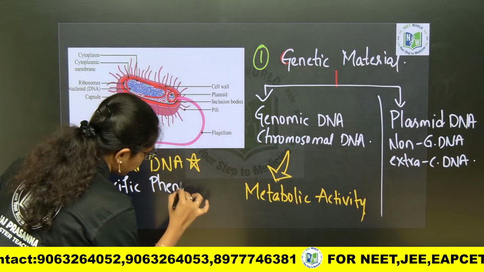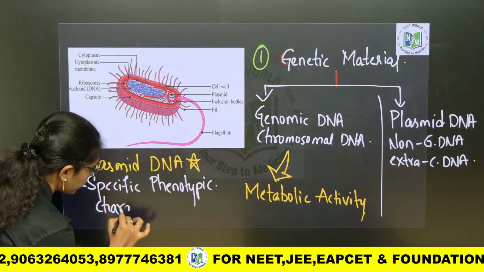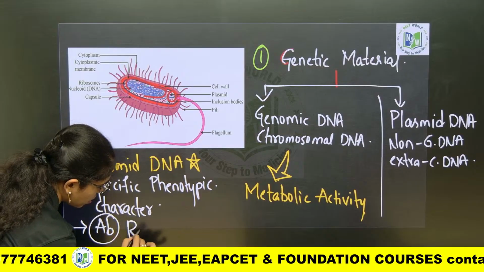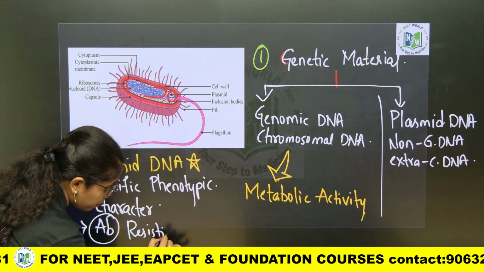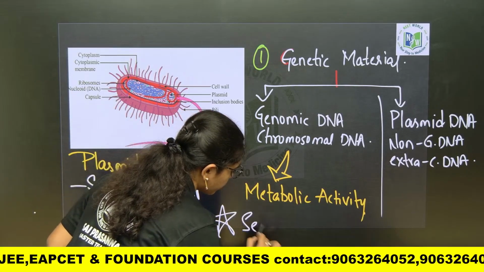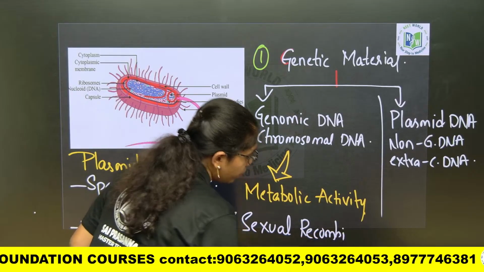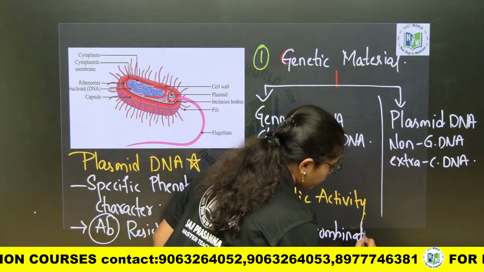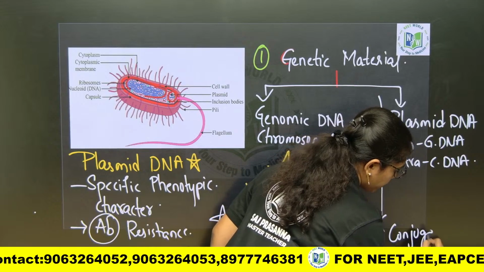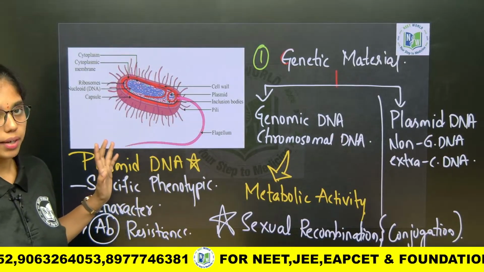Specific phenotypic character to the bacteria, and antibiotic resistance. Most importantly, it helps in sexual recombination, that too the conjugation process. What process, beta? Conjugation. Clear? Each and every point is important, I am telling you.